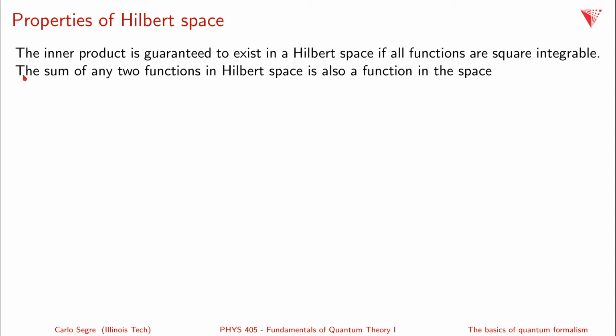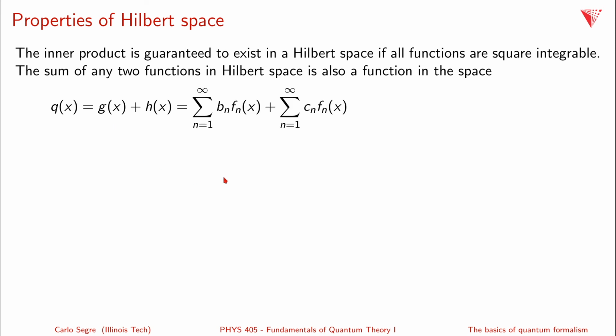That is, if the sum of any two functions in a Hilbert space is also a function in the space. For example, let's take a function q of x, which is the sum of two functions, g of x and h of x. Now, each of these functions is in the space, and therefore it can be made up of the set of functions f sub n which span the space. And so I can write g of x as the sum over n of b sub n times f sub n of x. And I can write h, just like I did before, as a sum from n equals 1 to infinity of c sub n f sub n of x.